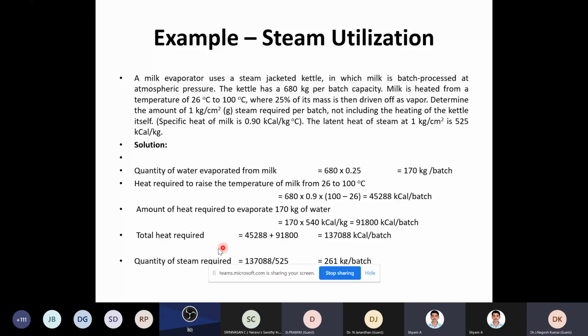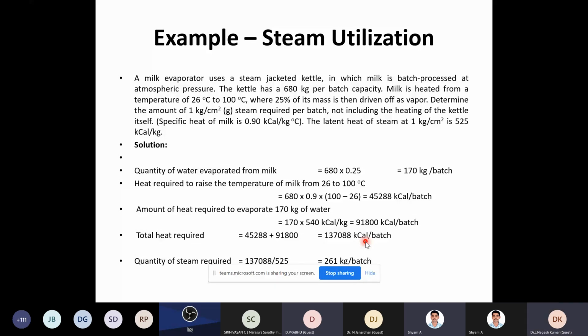And what is the quantity of steam required? Quantity of steam is heat divided by the enthalpy of steam. So this will give you the actual steam consumption per batch. How much steam is required? 261 kgs of steam will be required. So this is how the steam consumption is calculated theoretically.